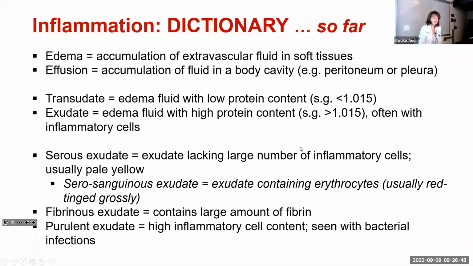Now, we just learned about different types of exudate. We classify them into serous, which is an exudate which lacks large numbers of inflammatory cells, usually straw-like, pale yellow. If it has a little bit of blood in it, we call it serosanguinous exudate. It contains erythrocytes, which gives a red color. Fibrinous exudate, as the name says, contains large amounts of fibrin, and purulent exudate is the pus, the exudate with high inflammatory cell content. You usually see that with bacterial infections.